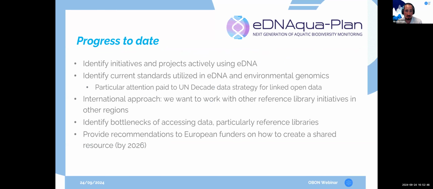Very briefly, just to say that so far we've been identifying who's active in the space, looking at what the current standards are that are available, paying particular attention to the UN Decade Data Strategy. And we're really keen that this isn't just a European initiative, but we want to link as much as possible to reference libraries outside of Europe. So our recommendations will come by the end of 2026, but this is likely to be ongoing, and we'll keep updating everyone in OBON on where we are with the project as we go forward.